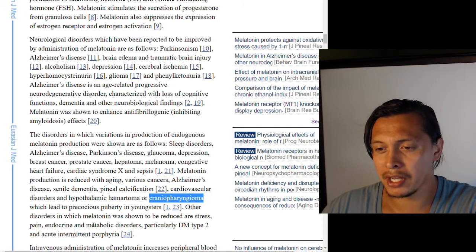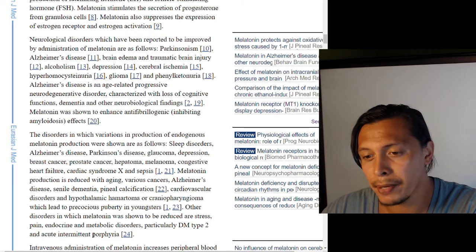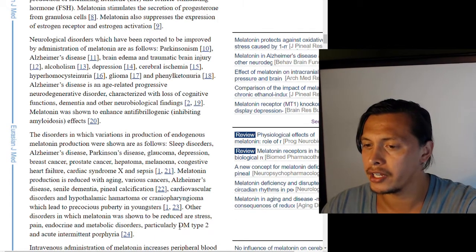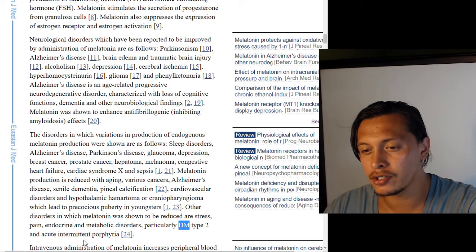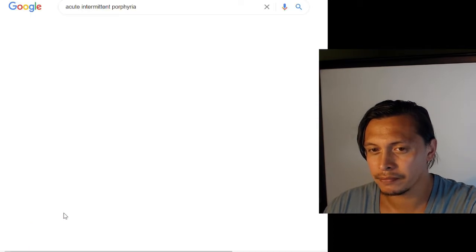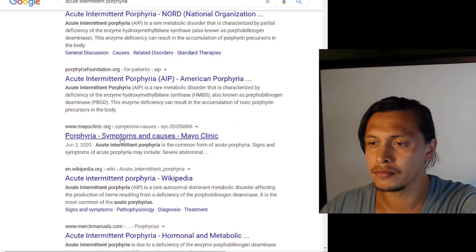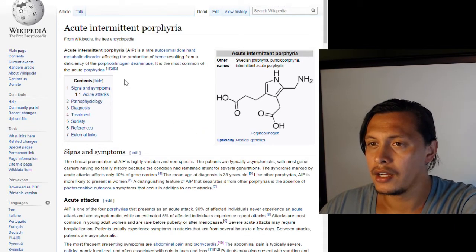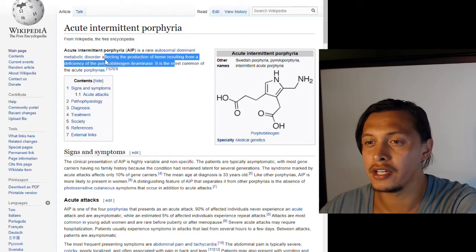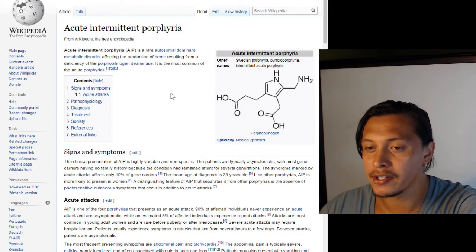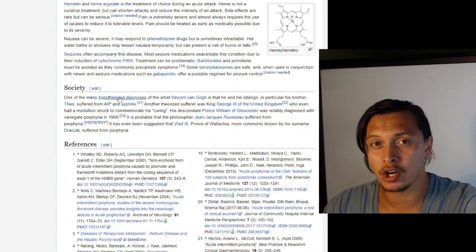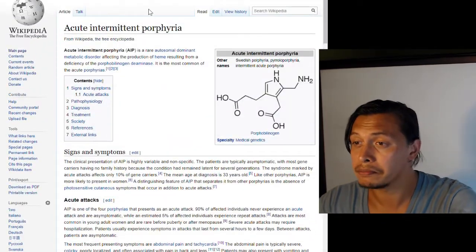So other disorders in which melatonin was shown to be reduced are stress, pain, endocrine, and metabolic disorders, and particularly diabetes mellitus type 2 and acute intermittent porphyria. So what is porphyria? It is a rare autosomal dominant metabolic disorder affecting the production of heme, resulting from a deficiency in this particular deaminase. Okay, so yeah, it's the inability to produce the heme group correctly.